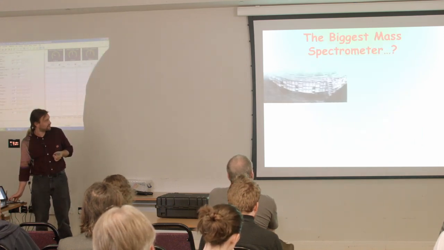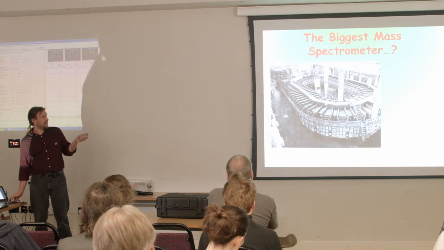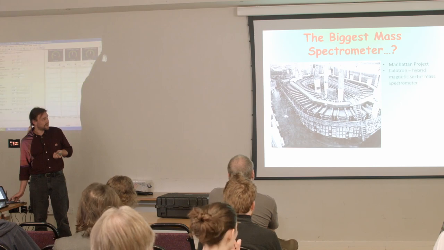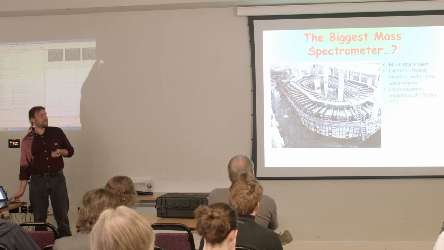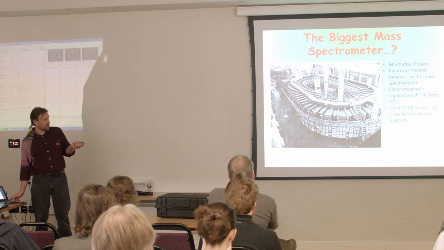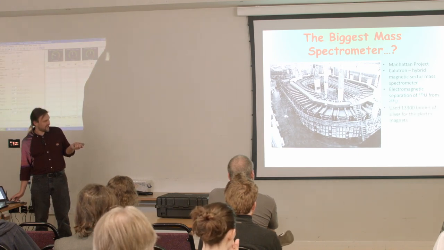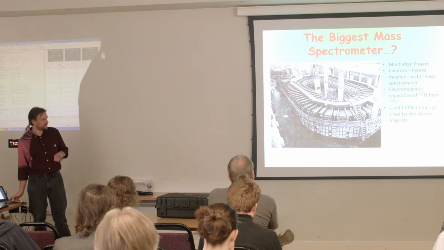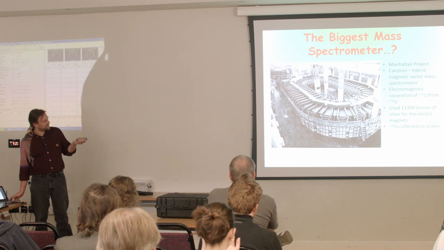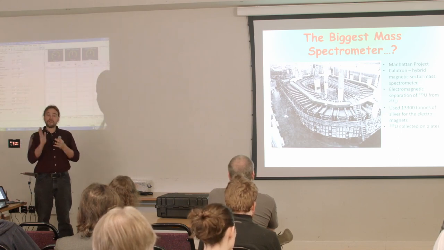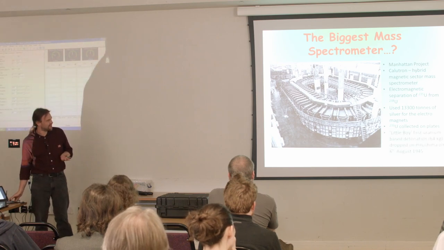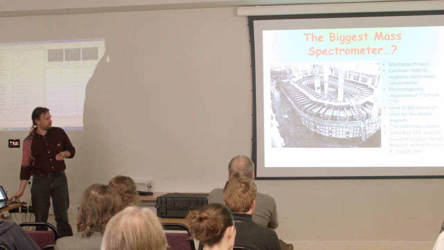So the biggest mass spectrometer, this one, was used in the Manhattan Project. They used the mass spectrometer to separate out the isotopes of uranium, to purify the uranium. Because there was a shortage of copper in the war, they used 13,000 tons of silver for their electromagnets. The ions of uranium were flying around this mass spectrometer and collected on a metal plate, and they collected 64 kilograms of pure uranium-235.